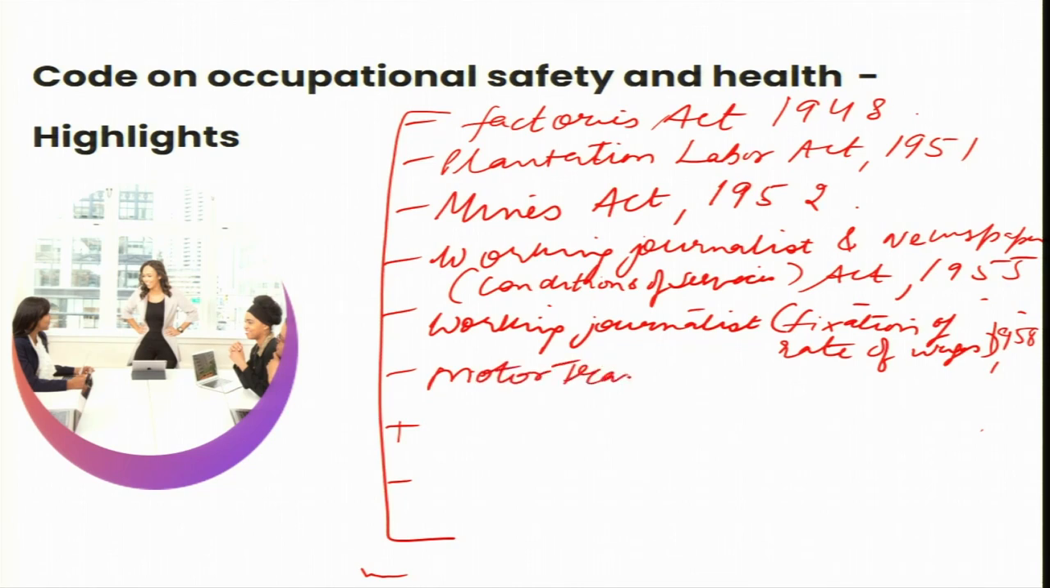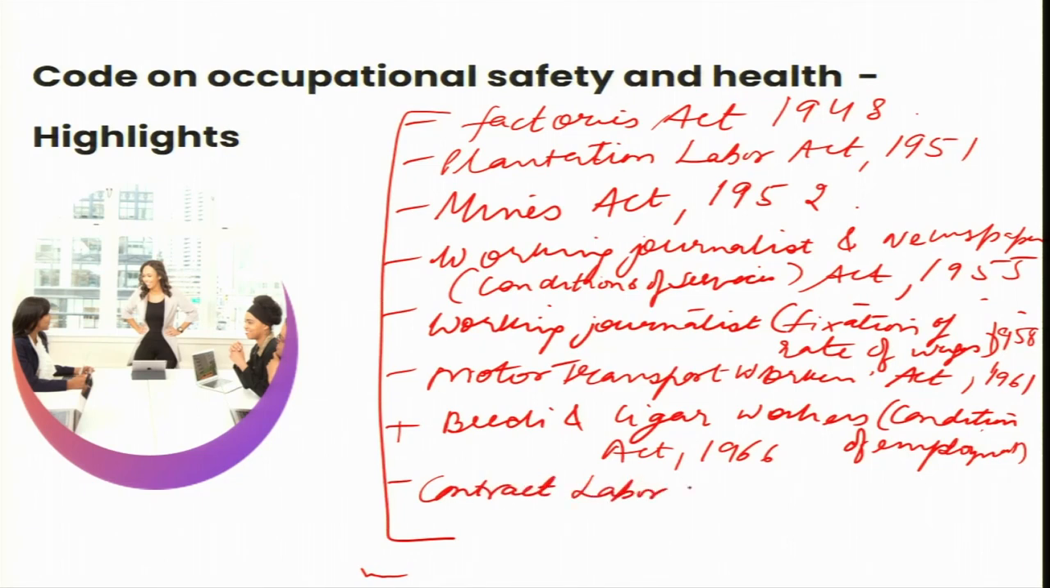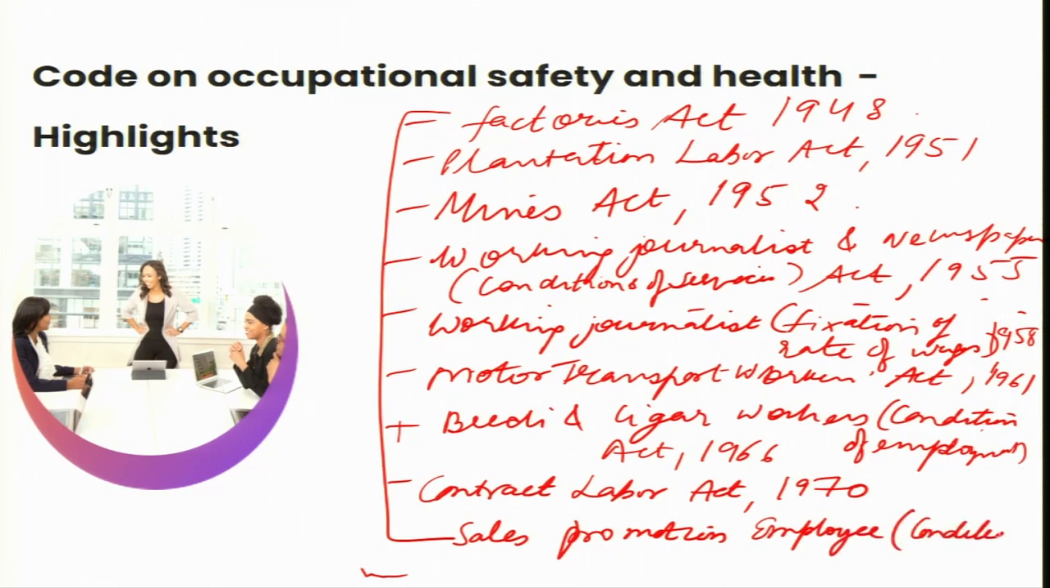the Motor Transport Workers Act 1961, then we have the Bidi and Cigar Workers Conditions of Employment Act 1966, then the Contract Labor Act 1970, and the Sales Promotion Employees Conditions of Service Act 1976.